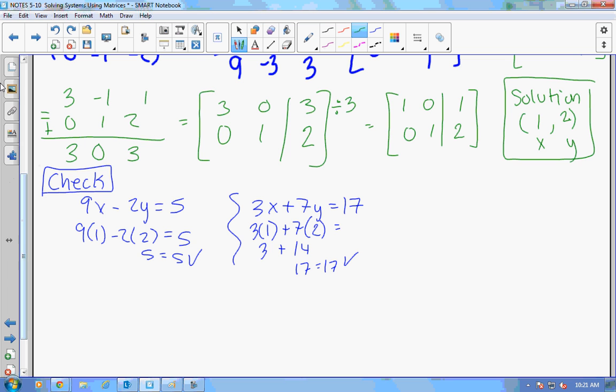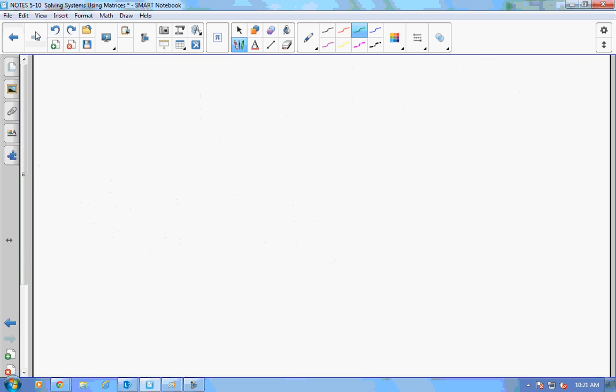Okay, the last one we're going to do on our calculator, especially when the matrices get really long or you need to check to make sure you did it right. This is example 8. If you need a calculator, come get one, please. Again, what is the solution?